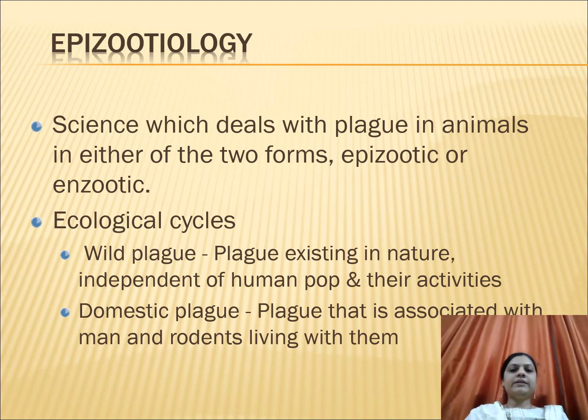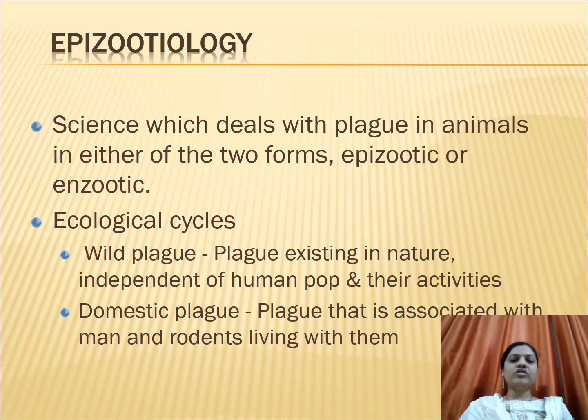The science which deals with plague in animals is epizootology, and plague exists in two ecological cycles, the wild plague and the domestic plague. Wild plague exists in nature, independent of the human population and their activities, while domestic plague is associated with man and rodents living in and around the human population.